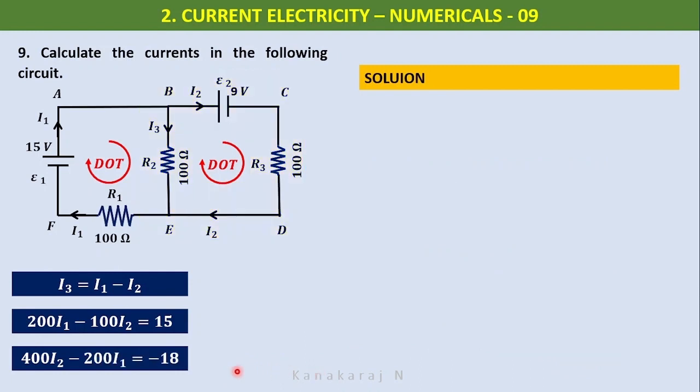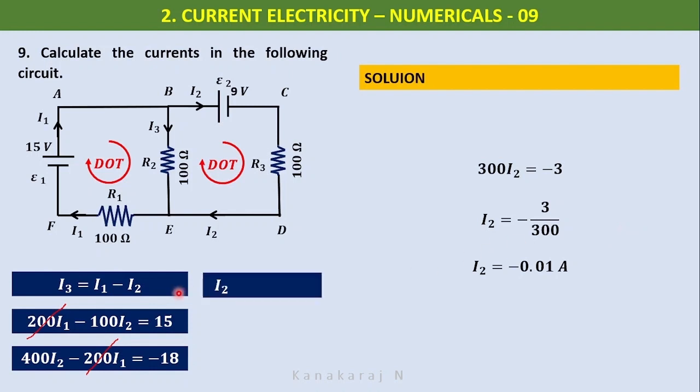Now, this is the first equation and this is the second equation. When I add these two equations, the 200 I1 cancels with the other 200 I1. Now here you have 400 I2 minus 100 I2, so you get 300 I2 equals 15 minus 18 equals minus 3. So I2 equals minus 3 divided by 300. So you get I2 equals minus 0.01 ampere. So that is one of the results we get.